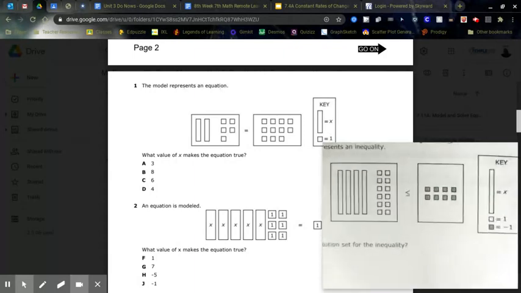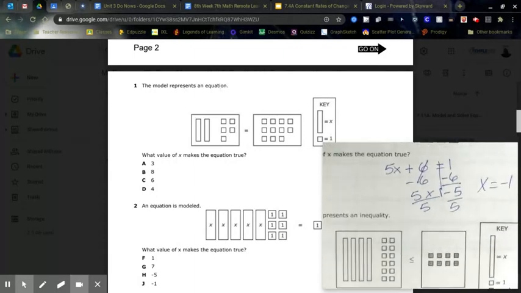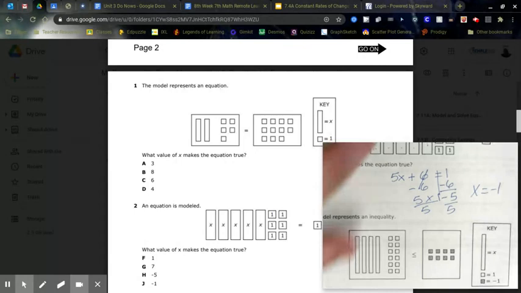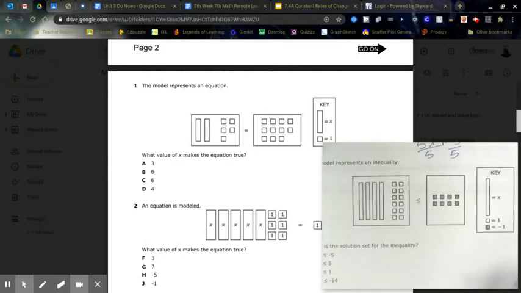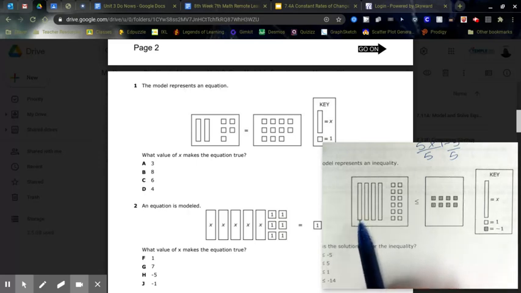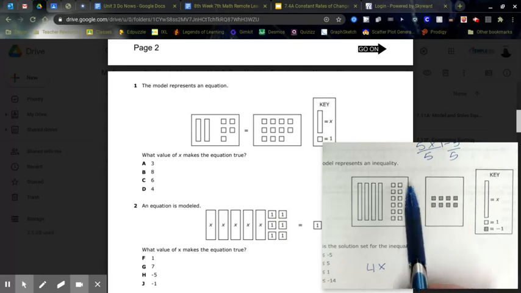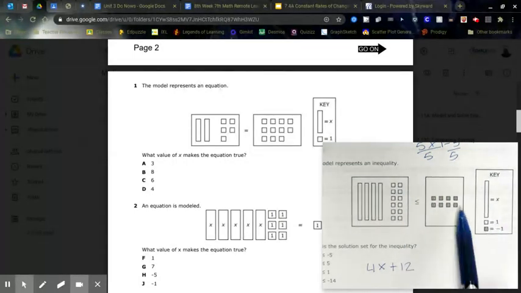Okay. The model represents an inequality. Ooh. 1, 2, 3, 4 x's. I'm going to count by twos here. 2, 4, 6, 8, 10, 12. Positive 12. Okay, and these are negative. Shaded in is negative. 2, 4, 6, 8. So less than or equal to negative 8.